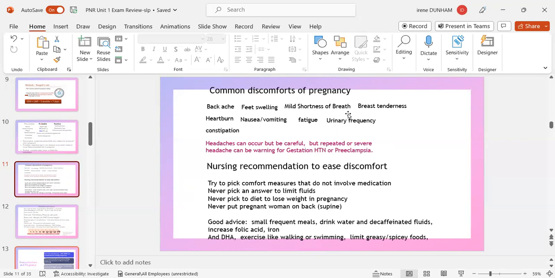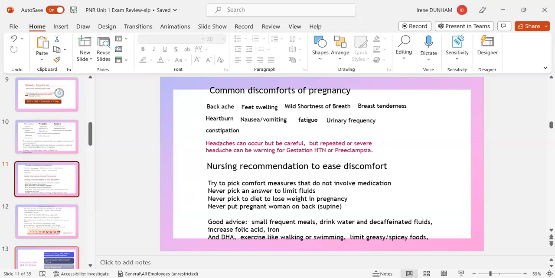Breast tenderness, yeah, those hormones we talked about, and you got the production of prolactin, and the breasts now get tender. The areola gets very dark due to hormonal changes. You got heartburn because the uterus is pushing up against the stomach. You have nausea, vomiting, and then urinary frequency and fatigue and constipation.